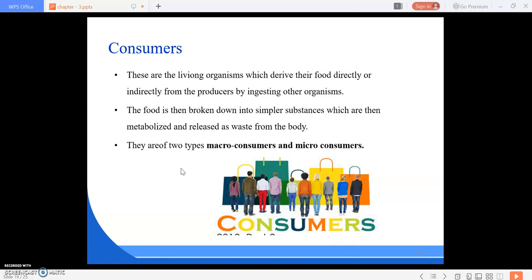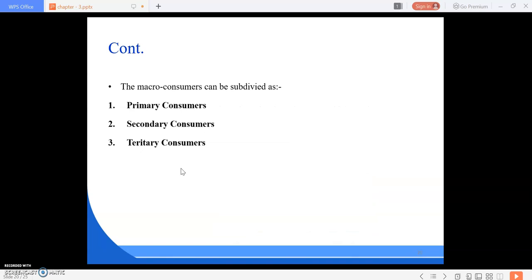Okay, there are two types of consumers. One is our macro consumers, and the second one is our micro consumers. The macro consumers can be subdivided into three. First one is our primary consumers, second one is our secondary consumers, and third one is our tertiary consumers. So our macro consumers are again subdivided into three: primary consumers, secondary consumers, and tertiary consumers.